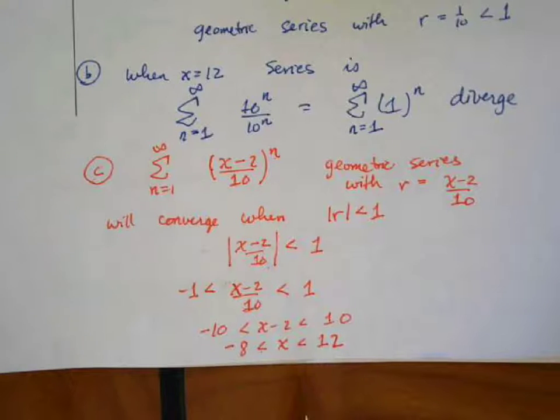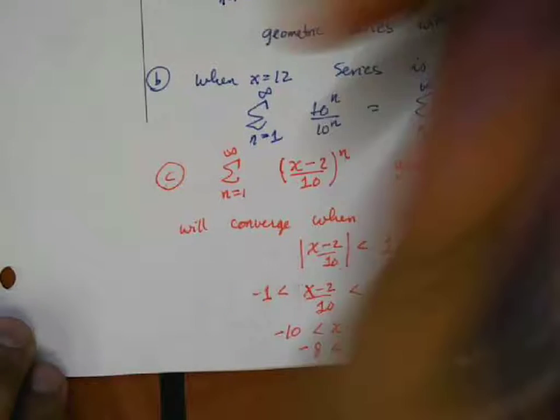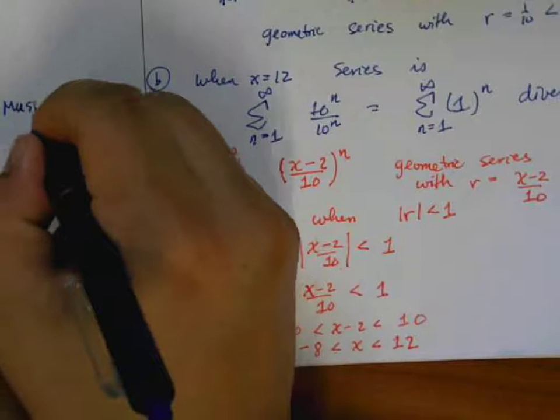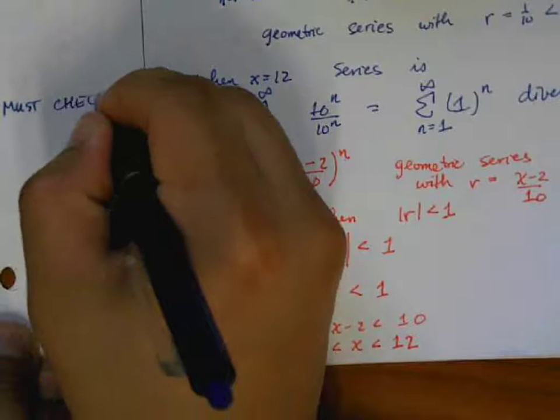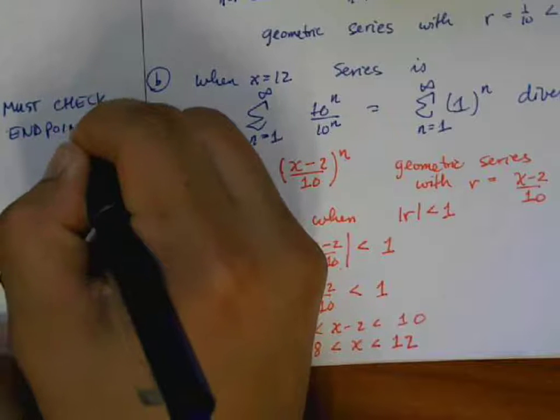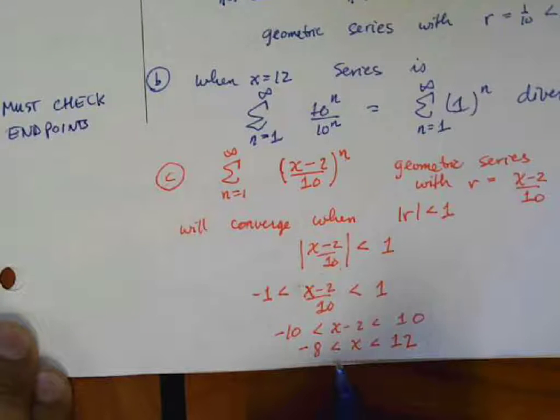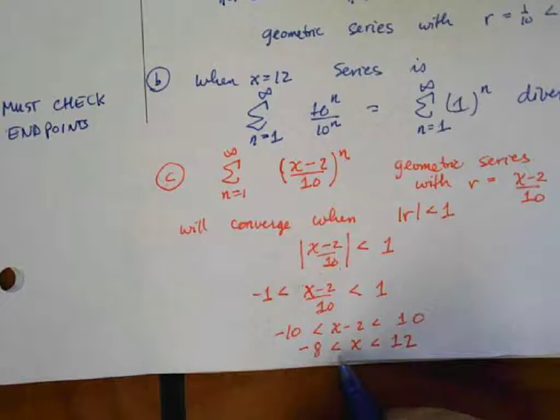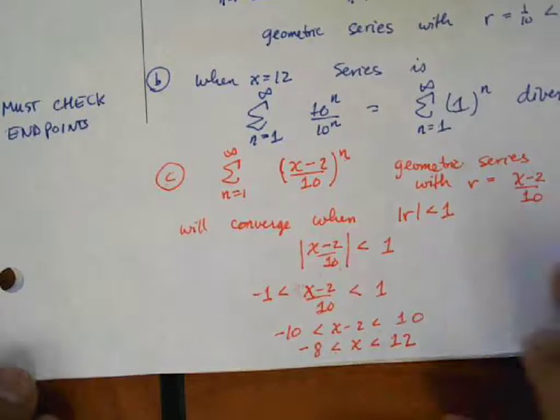Now one more thing that I want to point out here is that we must check the endpoints as well, because it could be equal to negative 8, and it could be equal to positive 12. So let's check the endpoints.